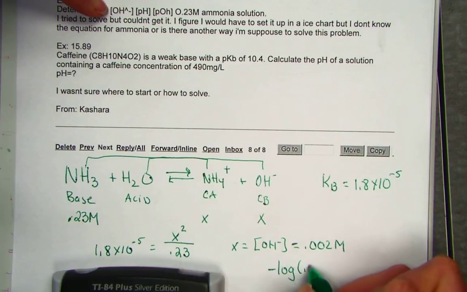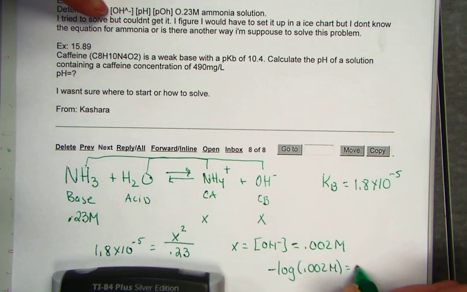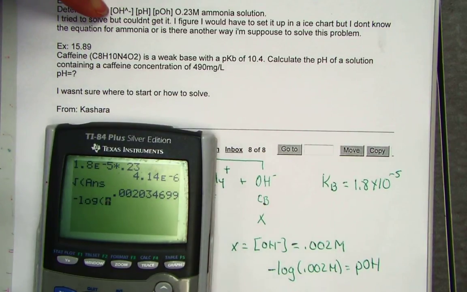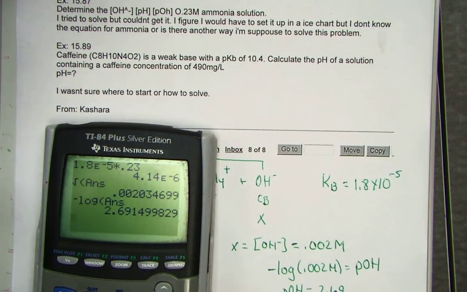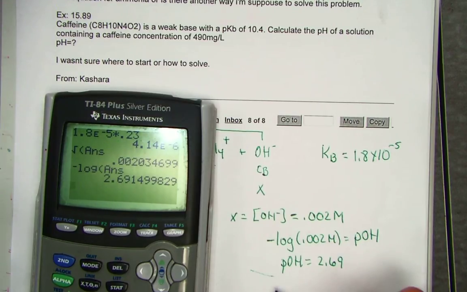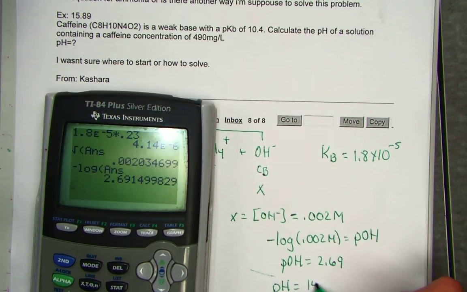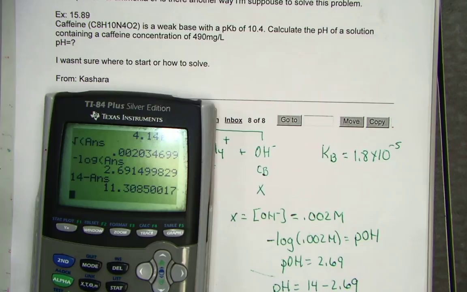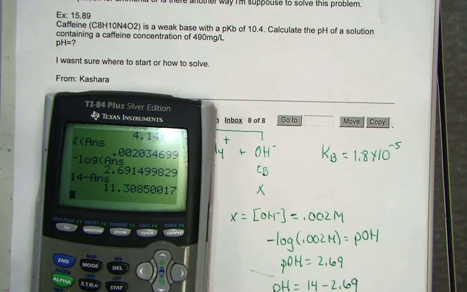Negative log of 0.002 molar gets us something called the pOH, since we're negative logging the concentration of hydroxide. So negative log that answer, and the pOH value is 2.69, carrying 2 decimal places. And then pH is found by taking 14 minus 2.69. 14 minus our answer gives us a pH of 11.31 units. Again, you might need to round a little bit to fit your Mastering Chemistry program. I'm not sure how many sig figs they asked you for.